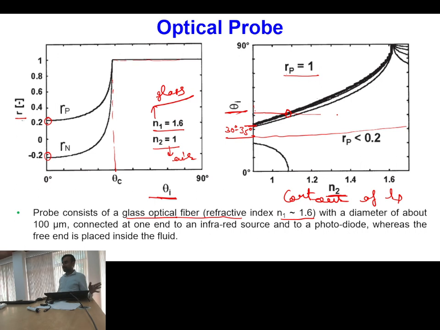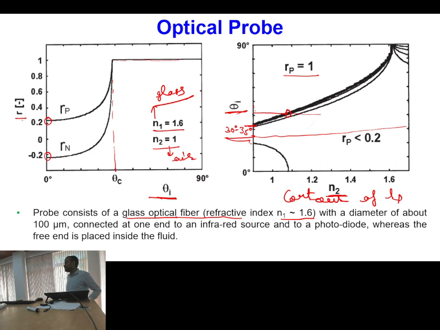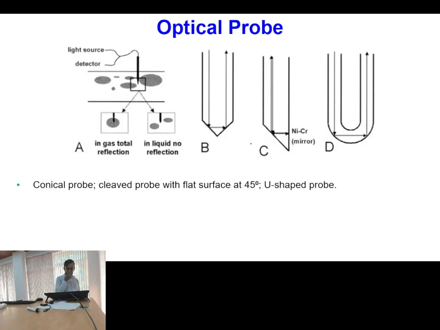So if you have to design an optical probe, you have to mainly operate in this particular region, where the angle of incidence of the ray should be greater than 30 to 35 degrees. Is this point clear? Now let's see the typical configuration at the system level.